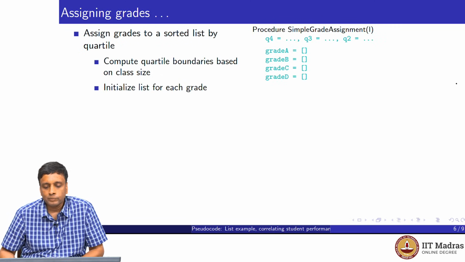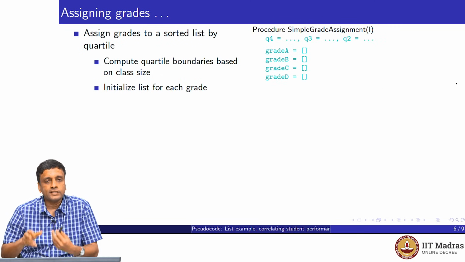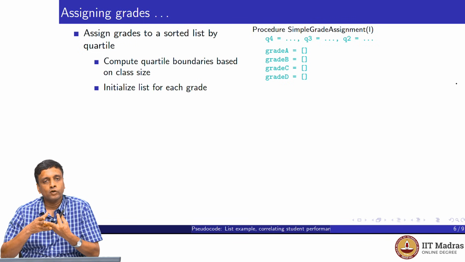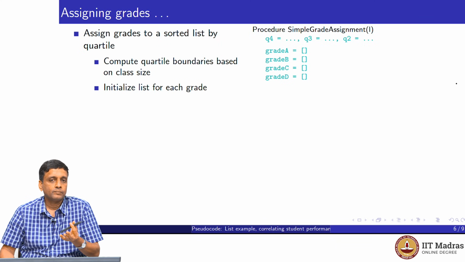Okay. So let's assume we have done that. Now the next thing is I have to construct these 4 lists, right? Who all have got an A, who all have got a B, who all have got a C, who all have got a D. So I will have 4 lists, grade A, grade B, grade C, grade D, and I will assign them all to be empty.